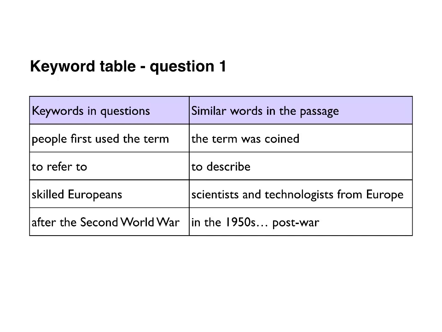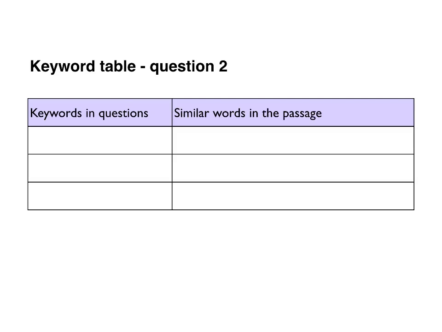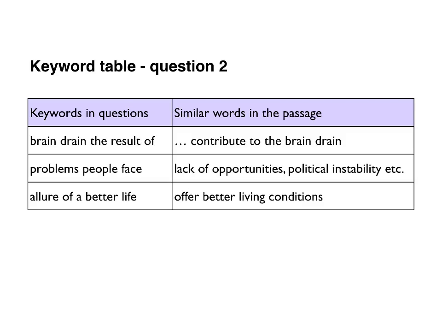people first used the term, was coined to refer to, describe skilled Europeans, scientists and technologists from Europe, after the Second World War, in the 1950s, post-war. Question 2. Brain drain, the result of something, contribute to the brain drain. Problems people face, lack of opportunities, political instability, etc. Allure of a better life, offer better living conditions.